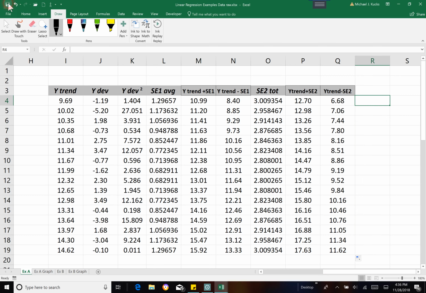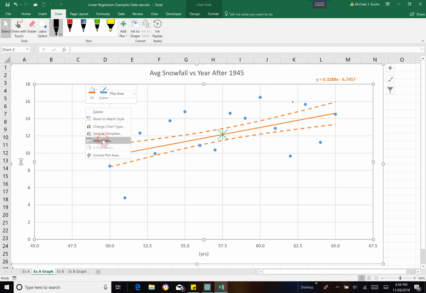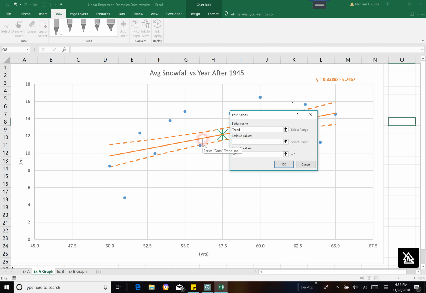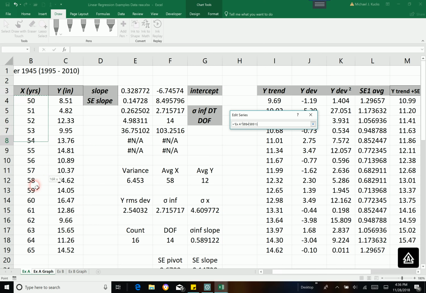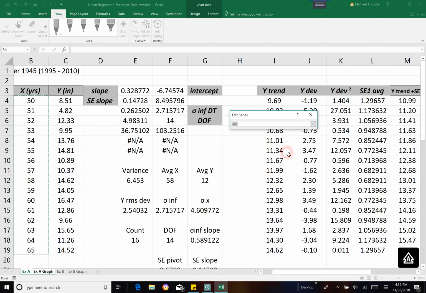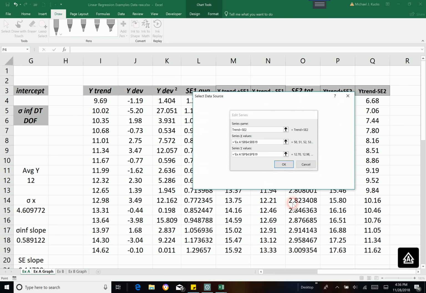All right, let's save all this. And now we're going to add this to our graph. We got a couple more series and a couple more lines to do here. Select data. Let's do trend plus SE2. Pick our X values, same X values as always. Okay, it's just this column here. And then the Y values. Now we're going to pick this. We just created this column so we can make a graph of it. This is the SE2 plus the trend.